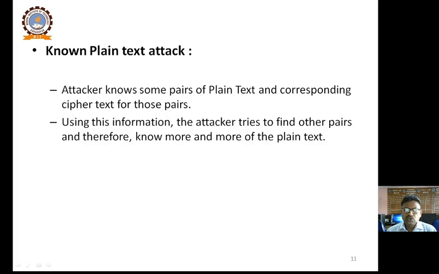So therefore, to know more and more about the plaintext, it is required that he must have available the pair of the plaintext and its corresponding ciphertext. So this kind of attack is known as known plaintext attack.